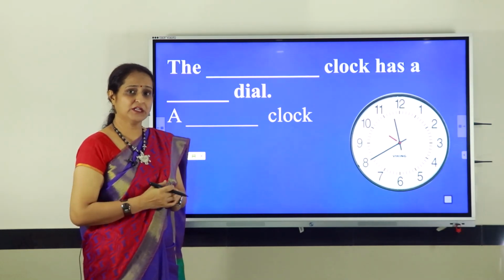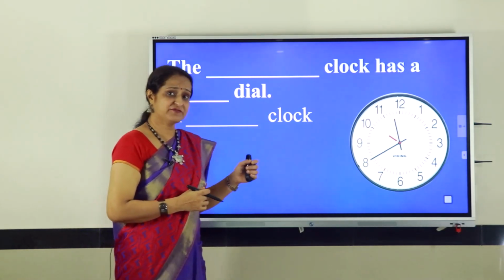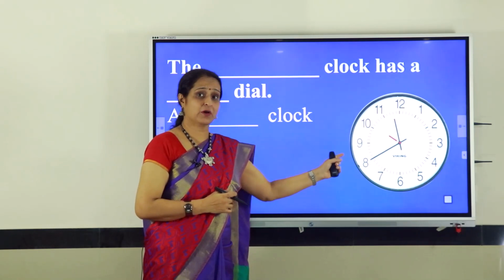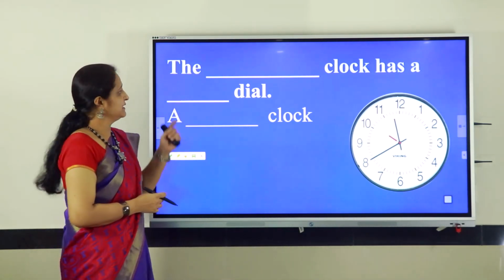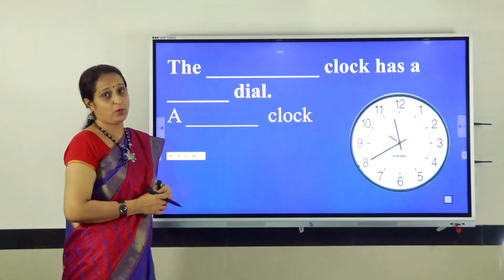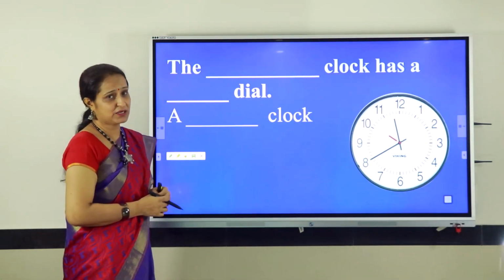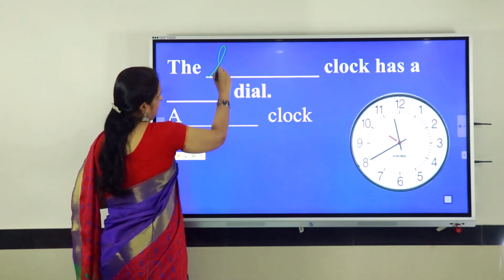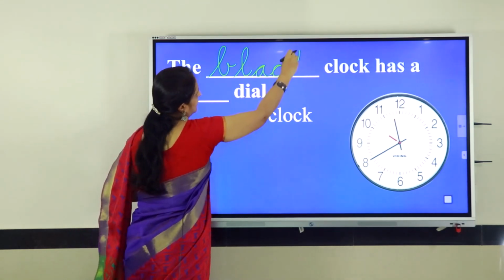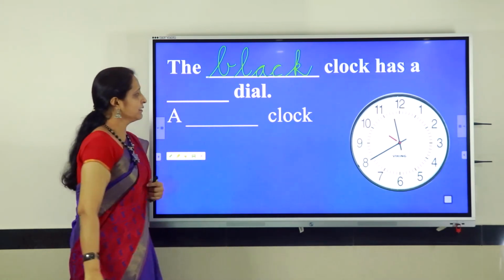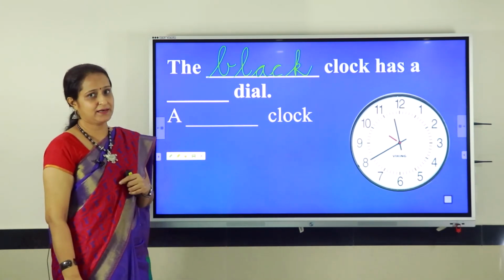Let us begin with clock. As we have seen earlier, the body of the clock is black in color. So, the first sentence, the dash clock, we can write the black clock. The black clock has a dash dial.